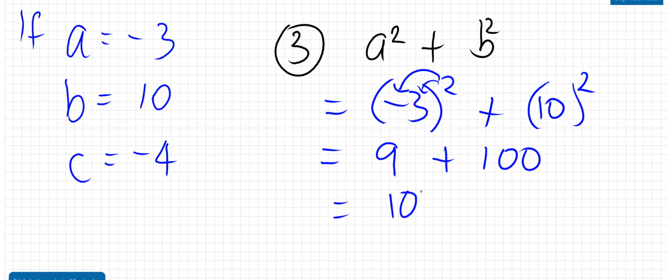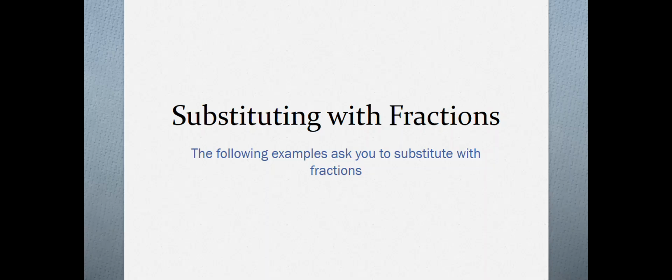And once again, we have our 109. Okay? So either way is fine, but get used to using brackets like this because it makes it easier later on. Okay, our last example involves substituting with fractions. And once again, don't be scared of fractions. As long as you're confident with your fraction skills, you'll be fine.